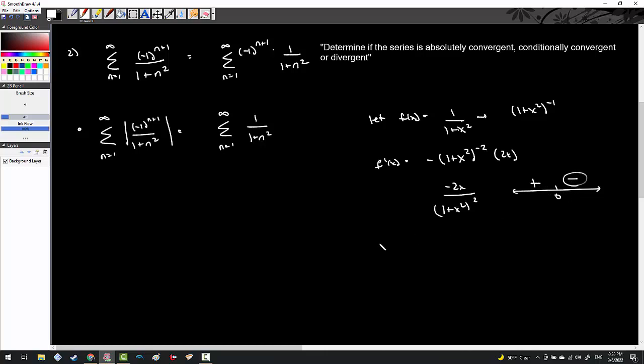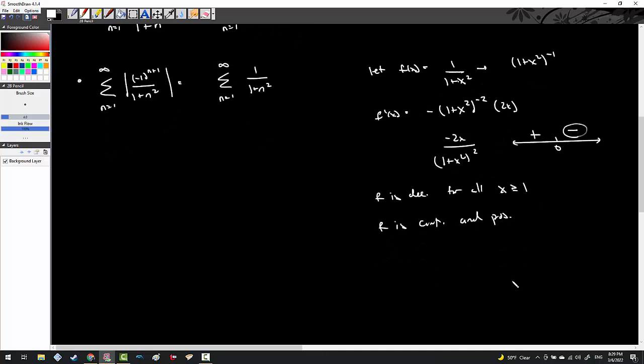And so I can say then that f is decreasing for all x greater than or equal to 1. F is continuous and positive. Now again, I chose to use the integral test. We haven't done it in a while, but I will leave it to you. You could have done limit comparison or something like that to see how this thing behaves. No worries there, but we'll go ahead and initiate the integral test here. We'll keep on going here.